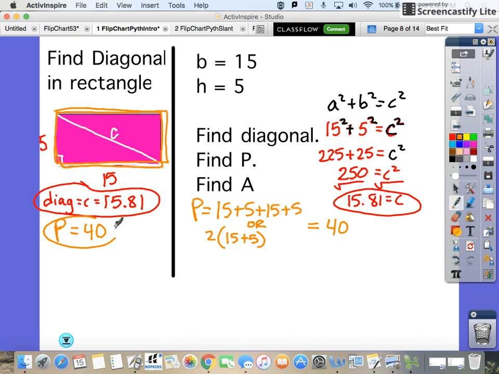And then last, we have to find the area. But again, it's the area of the rectangle. So it's base times height. Do not divide by 2. Base times height. Do not divide by 2. So 15 times 5, which is 75.